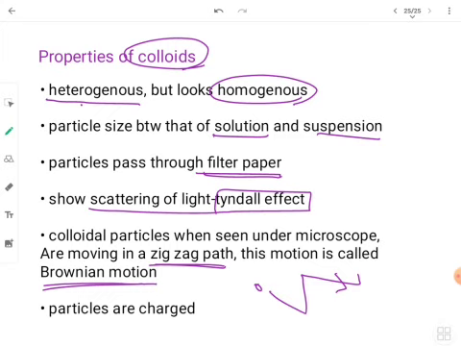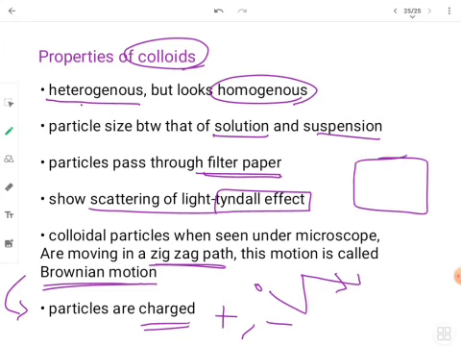The reason is that the particles are actually charged. By charge we mean either they are positively charged or negatively charged, but they carry only one type of charge. So if a colloidal solution is positively charged, all the particles are positively charged, and obviously similar charges repel each other. The moment two particles come close to each other, they repel each other. That is why they keep on moving in a zigzag path, and this motion is known as Brownian motion.